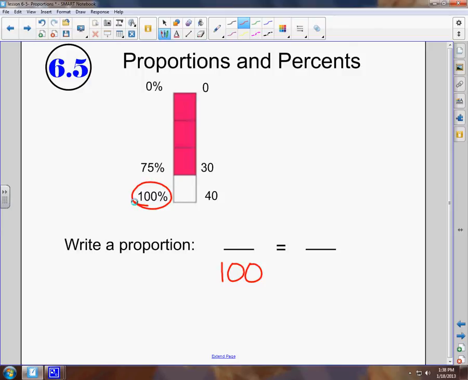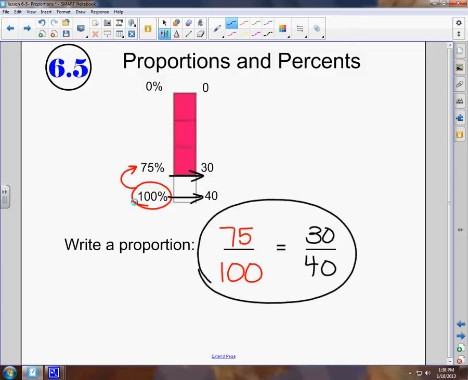Now, if they give you a percent, right here they gave us 75%, that goes on top of 100. The percents always stay together. And then directly across from it goes whatever is directly across from 75, which is 30. And then directly across from 100 is 40. So you would set up your proportion like this.